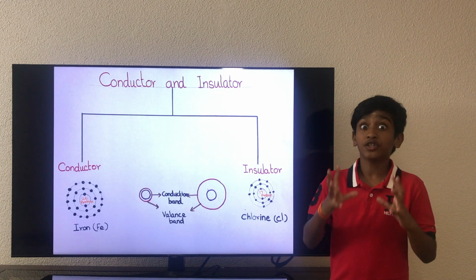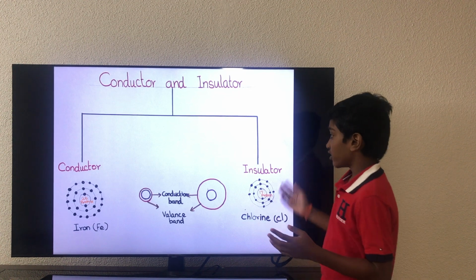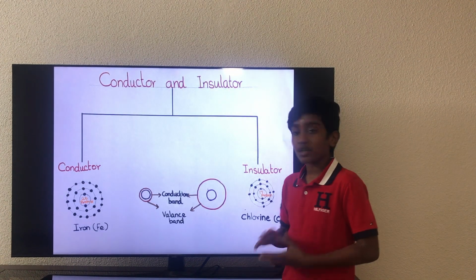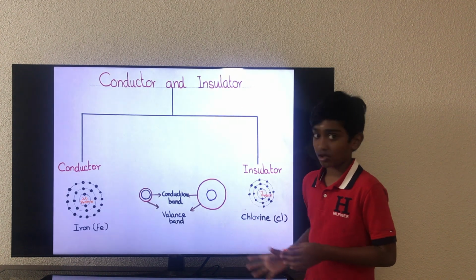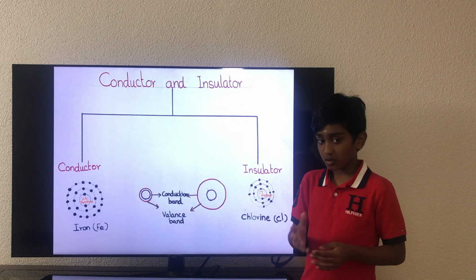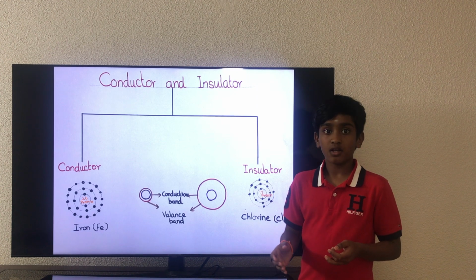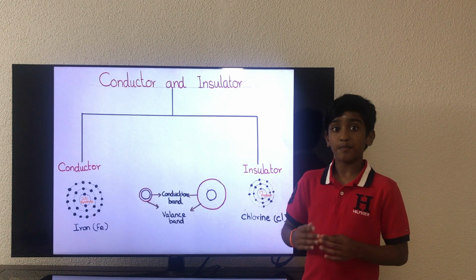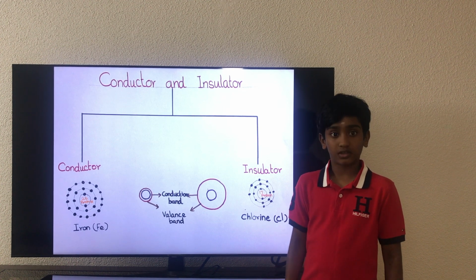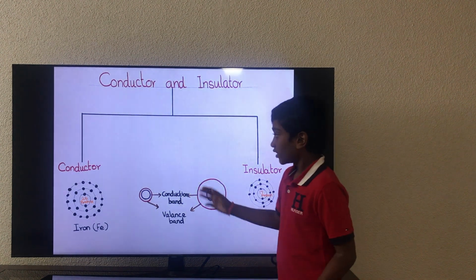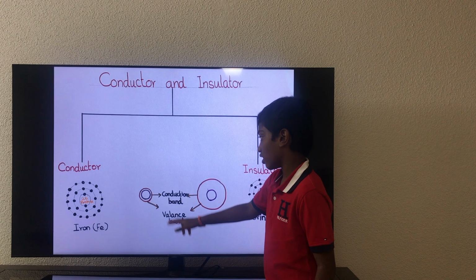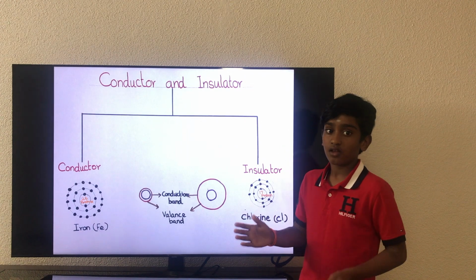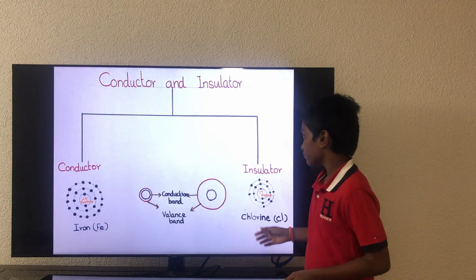It's all because of their atomic structure. For the conductor, I've put iron, and for insulator, I've put chlorine. For any conductive element, the valence shell or the outermost shell is so close to the conduction band. A conduction band is kind of like a shell, but it's a band. When an electron goes to the conduction band, it can break free from the atom and start conducting electricity. So in the conductor, the valence shell and the conduction band are so close together that the electrons can easily move from the valence shell to the conduction band.